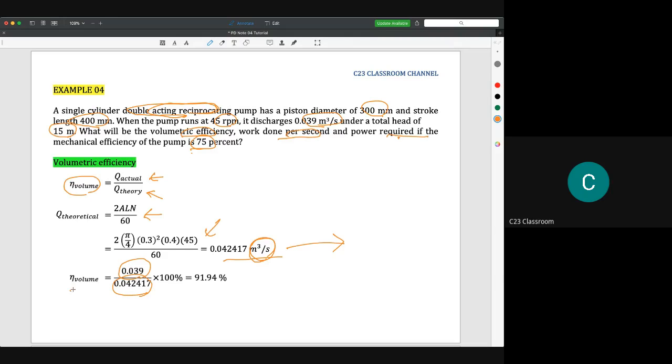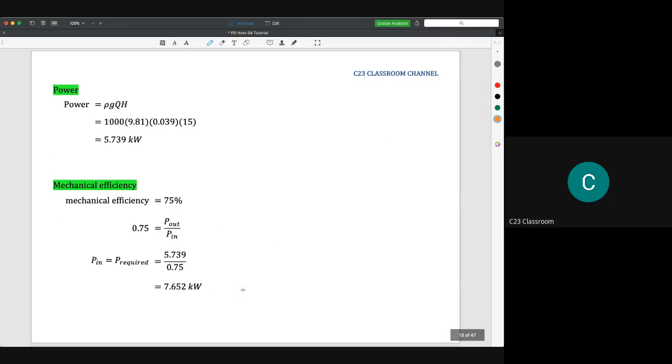So we could find the volumetric efficiency. It is equal to 91.94%. And then we could calculate the power. The power is still rho g Q H. So we substitute with the actual flow rate. From the question, we know that this pump will be used to transfer water for 15 meters. So we substitute the value of 15 meters here, then we get 5.739 kilowatt. And then from the question, we know that the mechanical efficiency is 75%.